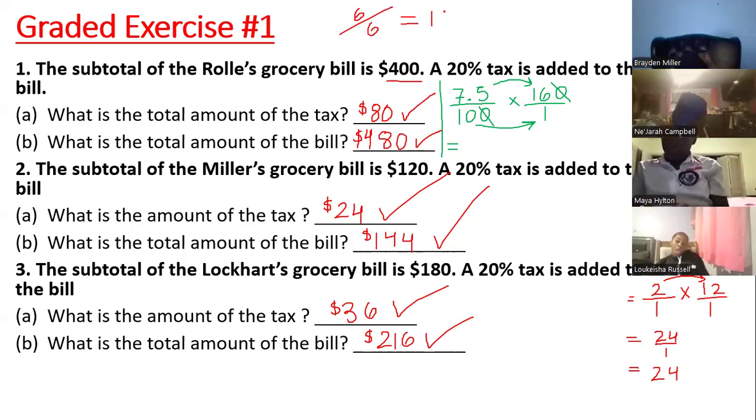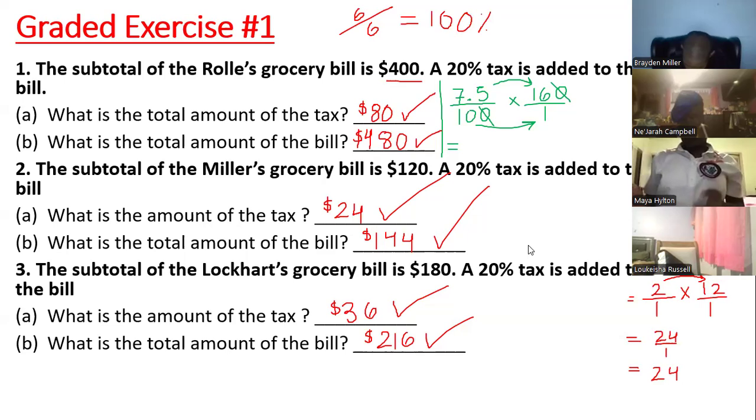Now let's move on to Brayden. Did you get all right? No, I got 1 wrong. I got 3B wrong. 3B wrong. Anyone else got 1 wrong? No, sir.